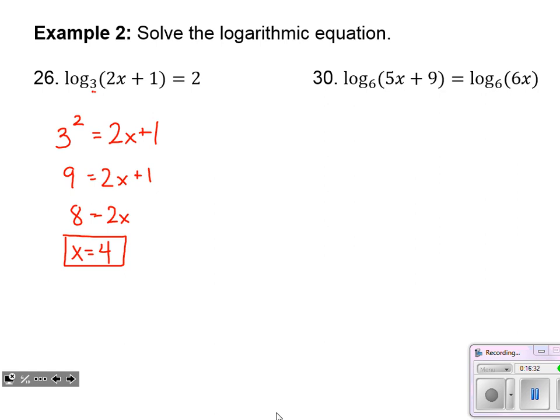ISO, smash, def log. For number 30, do I have all terms that are logarithms or just some of them? Here, all the terms in my equation are logarithms, and they have the same base. So this is really good. If one log base 6 of something equals another log base 6 of something, then their arguments have to match as well. So I can drop the logarithms out of the problem entirely, and I get 5x plus 9 equals 6x.